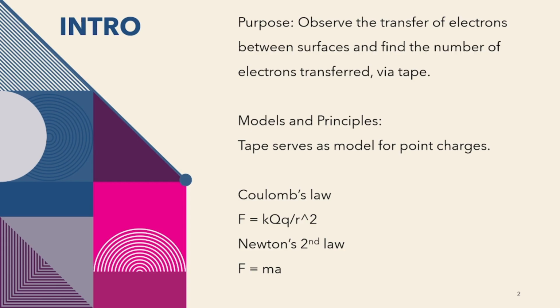Some principles that we use are Coulomb's law and Newton's second law. Coulomb's law says force is equal to k times the charge of the first particle times the charge of the second particle, divided by the distance between the two squared. Newton's second law is force equals mass times acceleration. We'll get into how these equations are used in our observations quite shortly.